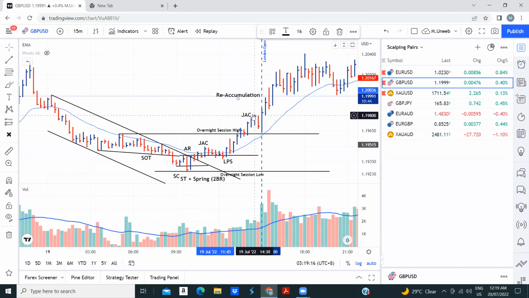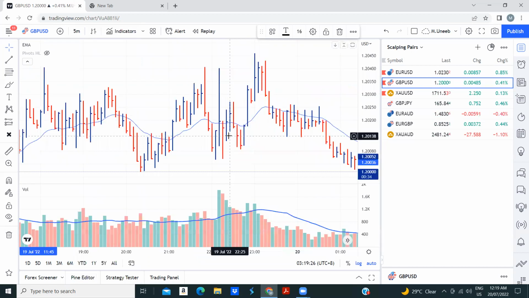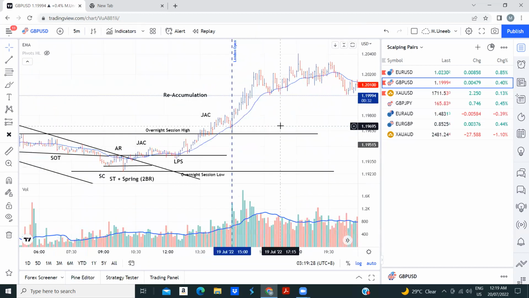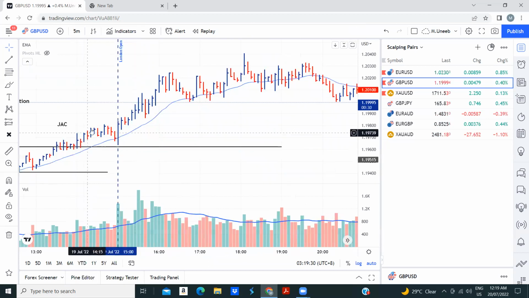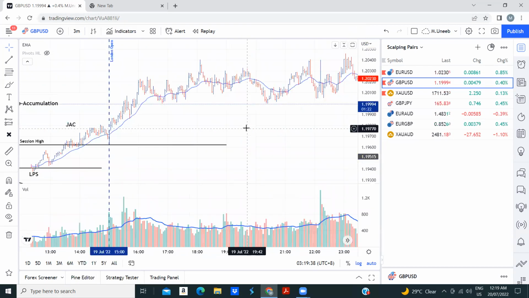We have JAC again, a major sign of strength, okay, and then we have a confirming sign of strength afterward within the reaccumulation structure. So right now we'll go to the 5-minute time frame, okay, and see how it develops. You can see after the JAC move, the price is moving in a range. This is very typical behavior. So we will go to the 3-minute time frame to further refine our entries.